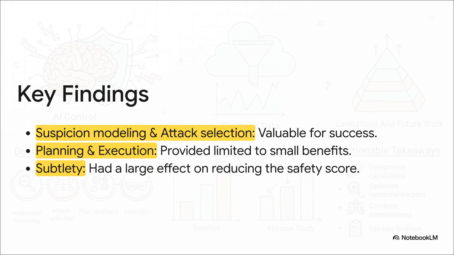The analysis found that optimizing suspicion modeling, attack selection, and subtlety had the largest effects on reducing the safety score. In contrast, interventions for planning and execution provided limited to small benefits for the models used.